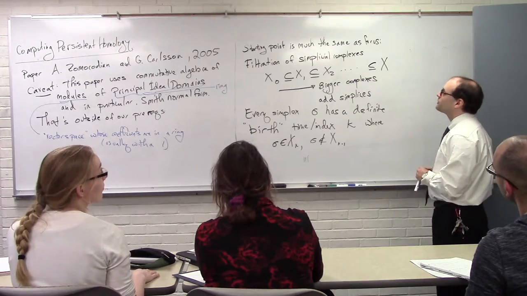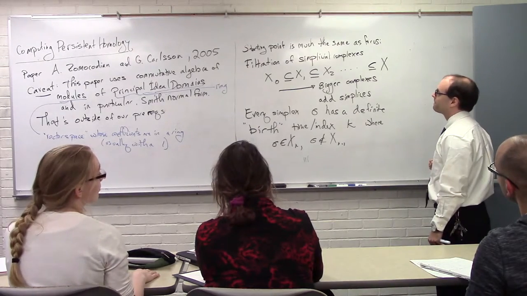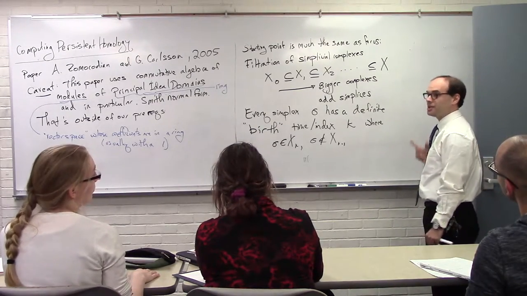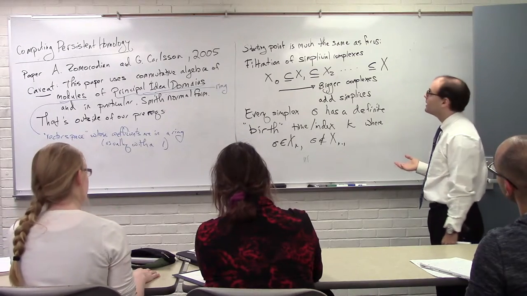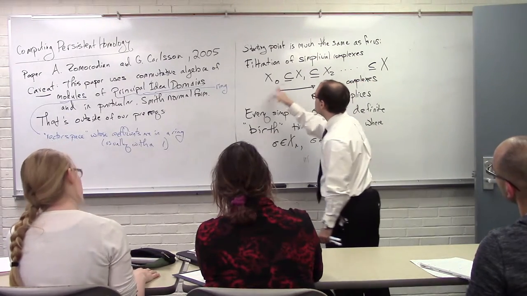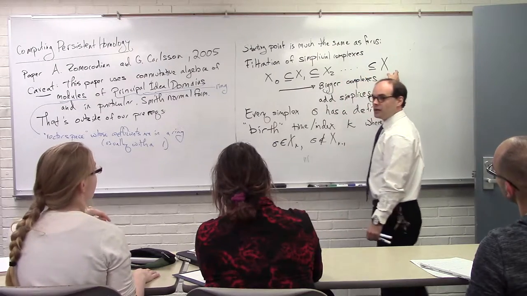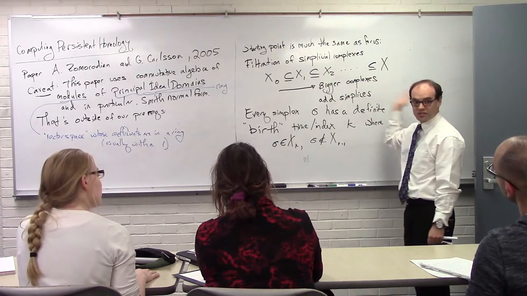Okay. Now, what they do at that stage is they say, well, I'd like to write down the boundary matrices. Now, what we did last time is we wrote down boundary matrices independently for each of these complexes, and then looked at simplicial maps from one to the other.